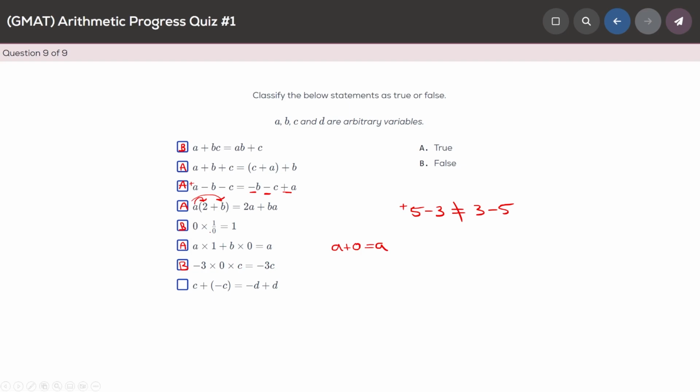Remember, we mean true in every case, right? And then finally in this one, what is C plus a negative C? That's 0. What's a negative D plus a D? That's also 0. Does 0 equal 0? Indeed it does. So that is true.